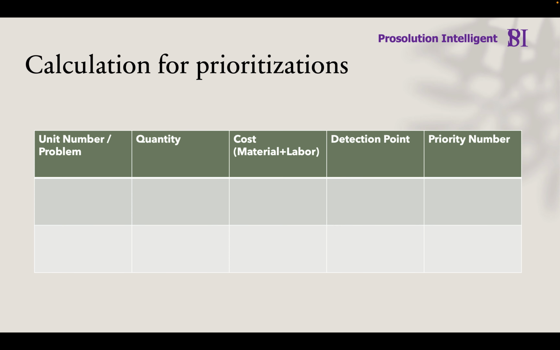Now, you have the quantity, you have the cost for material and labor, and you have the resources or detection points. Now you have to have a table like this. You can make it in an Excel sheet. So for each row, one of the unique problems that you identified, you can put.